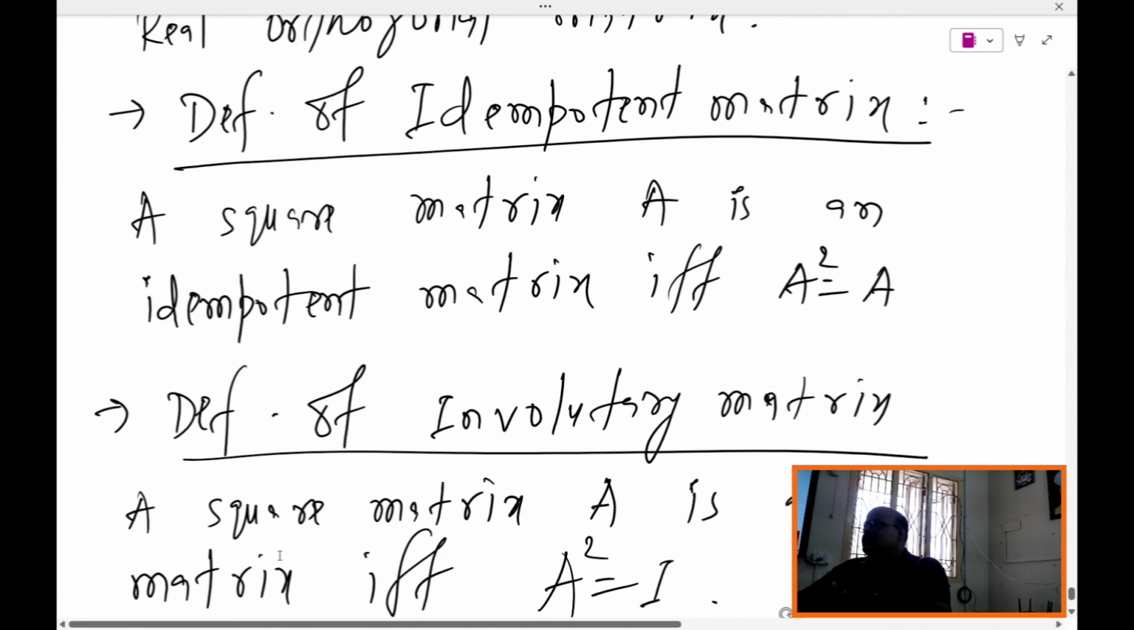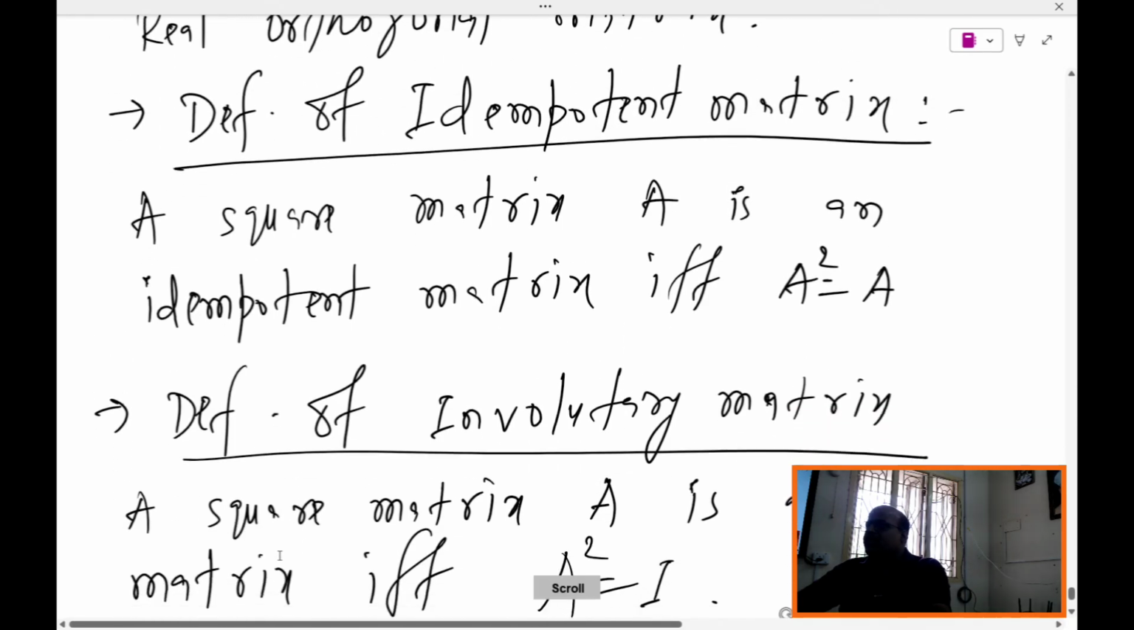Idempotent matrix, A square is equal to identity. Here you see I am not writing real entries or complex entries, anything. Idempotent matrix definition is A square is equal to identity. Here no transpose, no star, nothing is there. So no need to get confused. Any entries possible. A square identity satisfying, that is called idempotent.